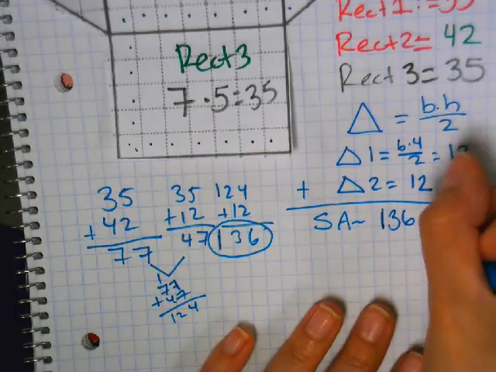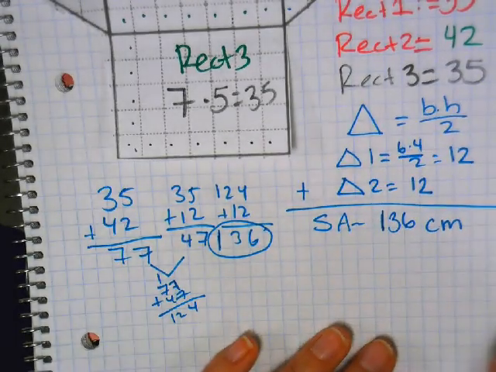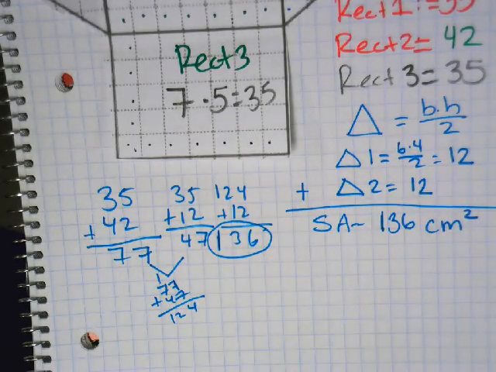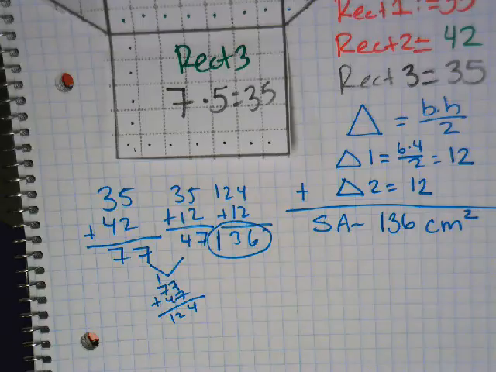Now let's say centimeters. Centimeters what? Squared. Area, squared. When do I use the 3? For volume. Very good.